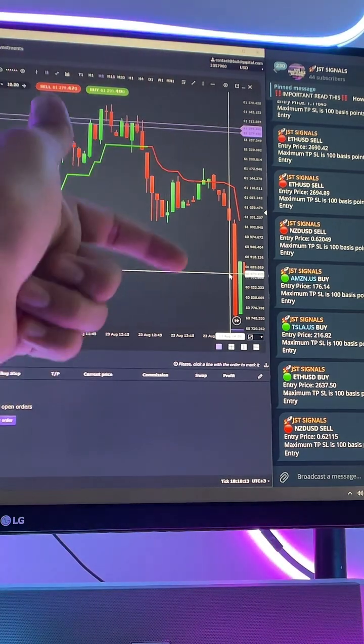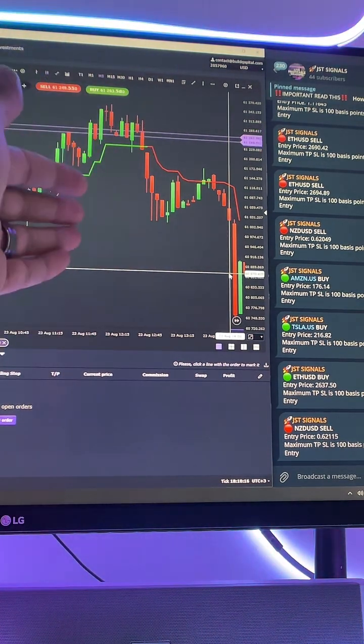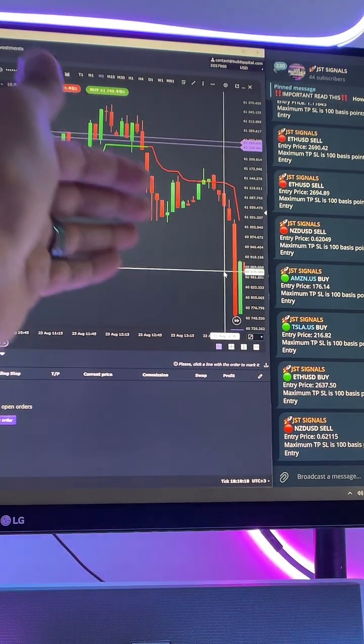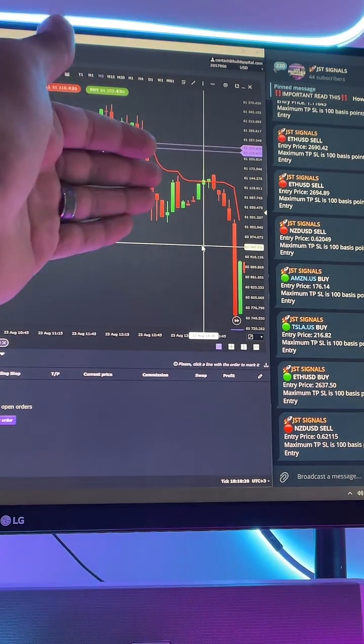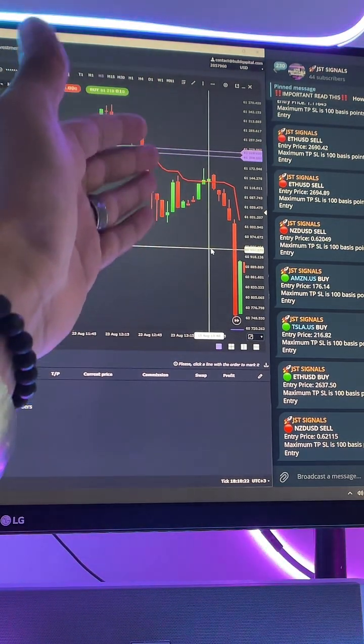We're basically showing how to test strategies on the charts and how you're able to do it, so you can test your own strategies.